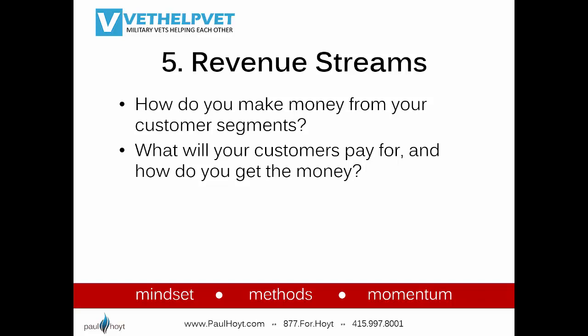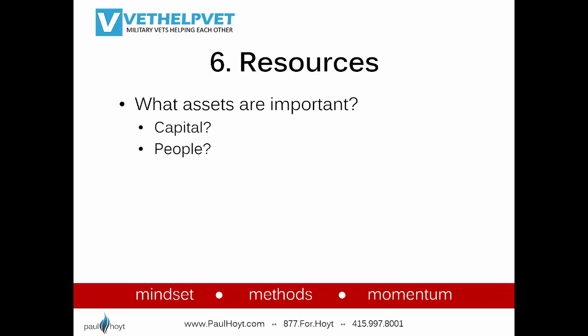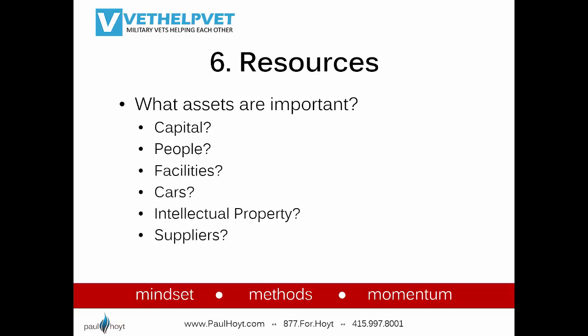Section 6 is on resources, where you define what assets are important and necessary for your business to start and grow. Do you need capital? How about the people? What about your team members that you need? How about facilities and cars and intellectual property and suppliers? Here's your opportunity to define those assets and resources that you will need to actually execute your business model.